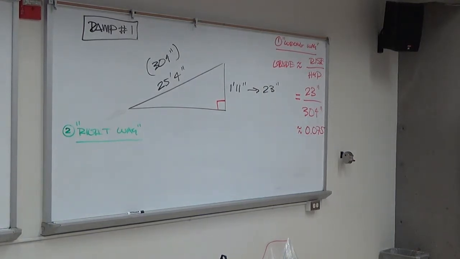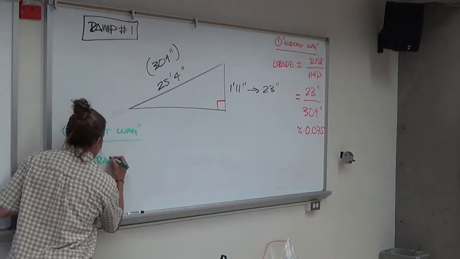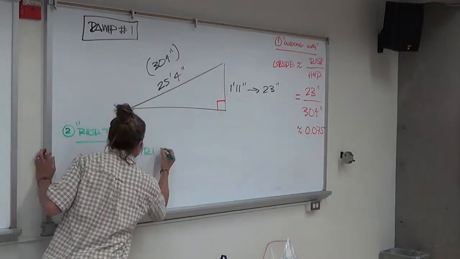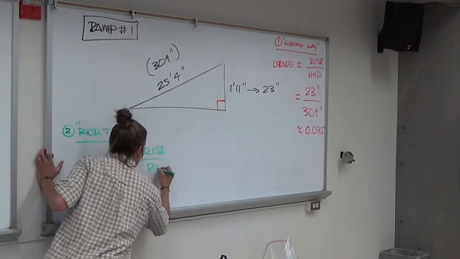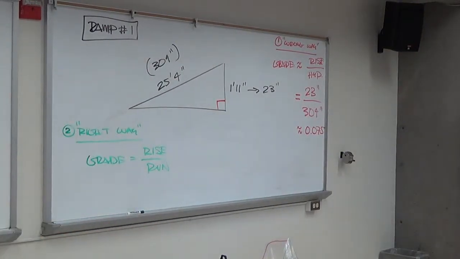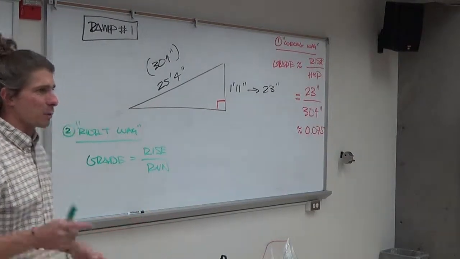So to do it the right way, we actually have to use the definition of grade, which is rise over run. See, I didn't use squiggly equals there. I used equals, because that's what grade is. Now there's going to be some squiggly equals happening here momentarily. There has to be, because we're about to do some math.